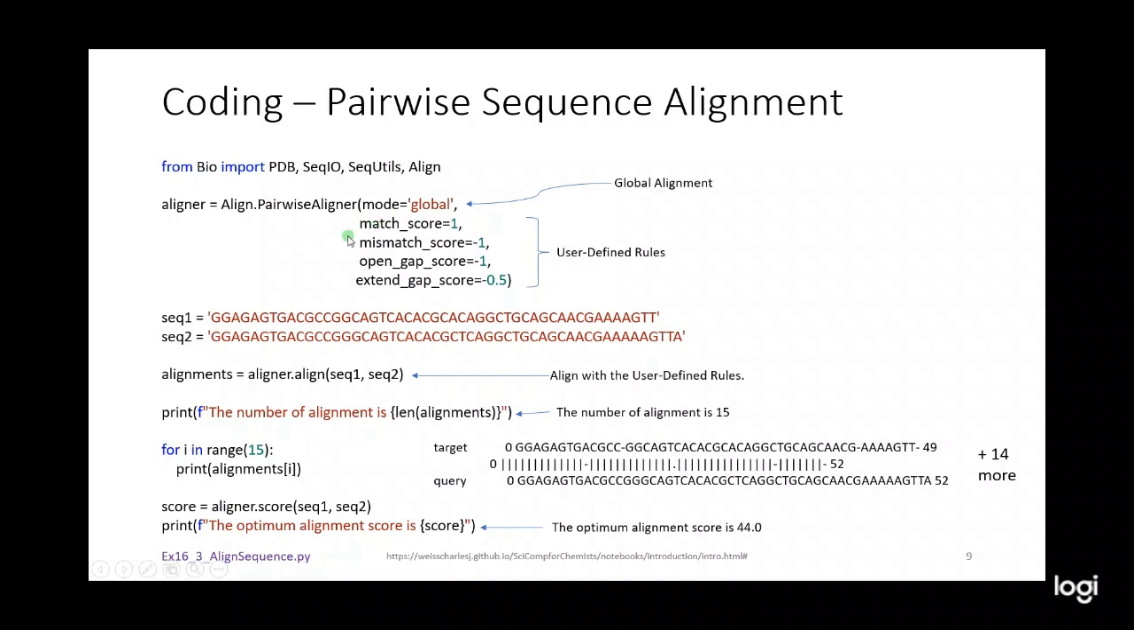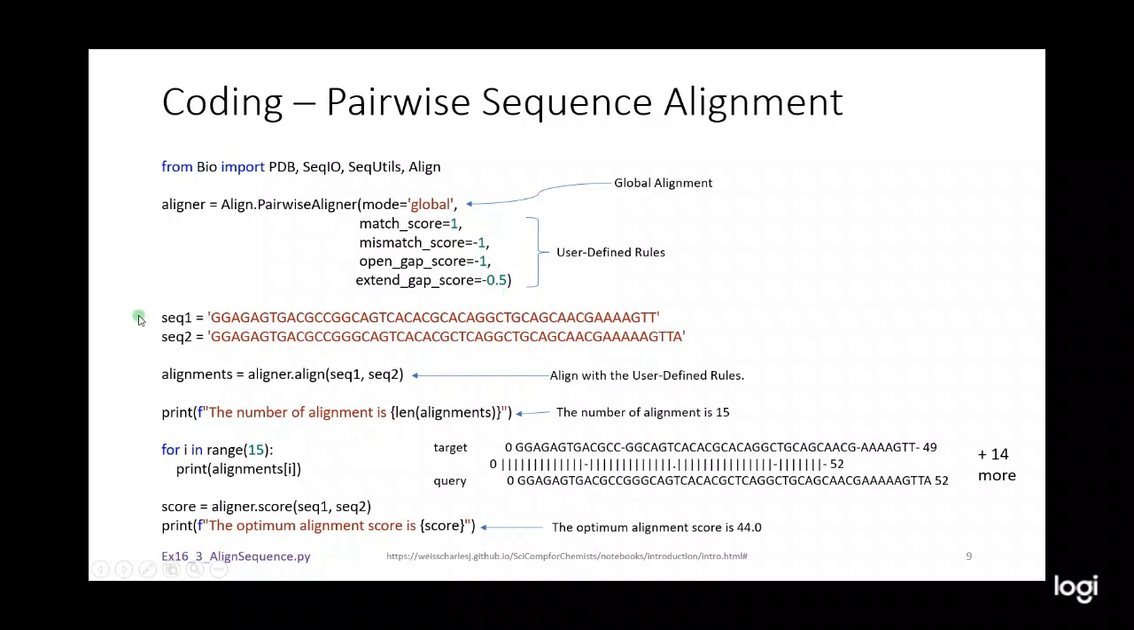Then we define custom scoring rules. When there is a match, we give 1 point. When there is a mismatch, we give -1 point. When there is a gap opening, there is a -1 point penalty. When there is a gap extension, we give a -0.5 penalty.